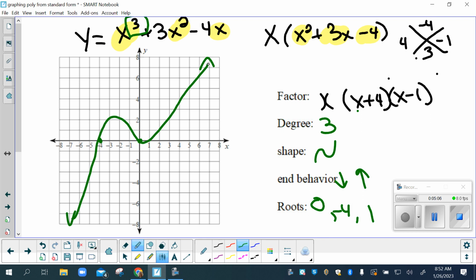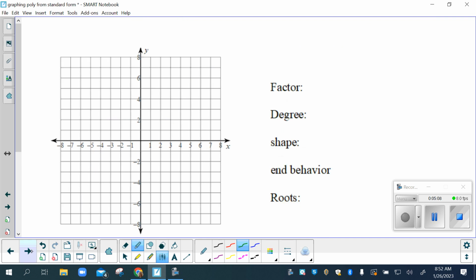So let's try another one. Let's step up our game just a tiny bit. Here we go. We're going to try another one. I'm going to give you the problem that we're going to do. Let's do problem number 3. Are you guys ready? So I'm going to write it up here. You're going to write this right above.